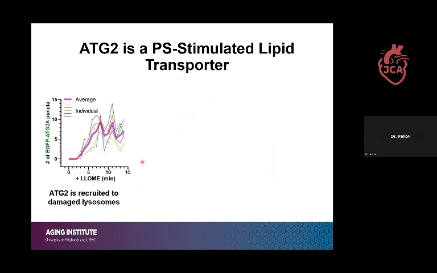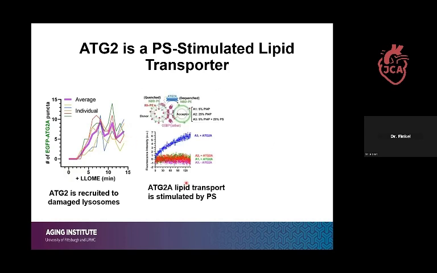And here's some of that evidence. We could show that ATG2 was recruited very dramatically and quickly to the surface of damaged lysosomes. In an in vitro assay, we could confirm that its activity was stimulated by the presence of phosphatidylserine. And here what Jay has done is use liposomes, a donor liposome and an acceptor liposome. And so you can think of this as the endoplasmic reticulum and this as the lysosome.